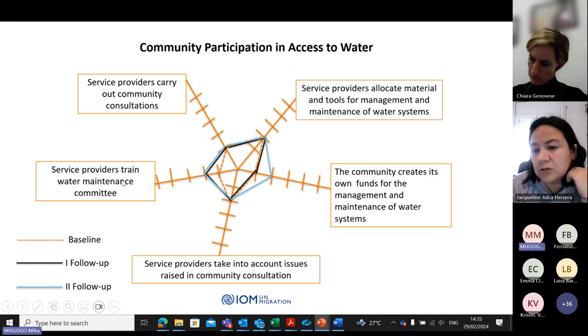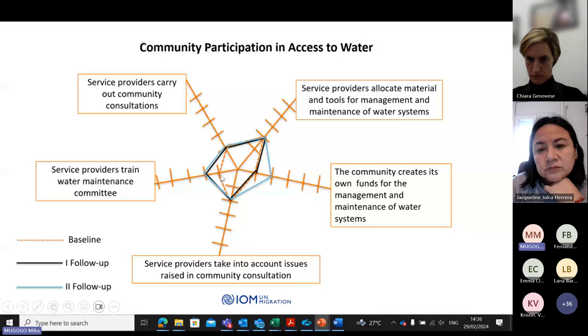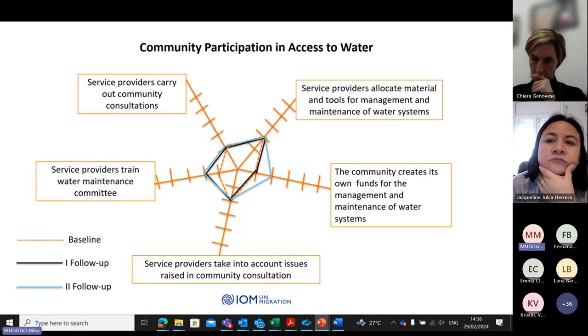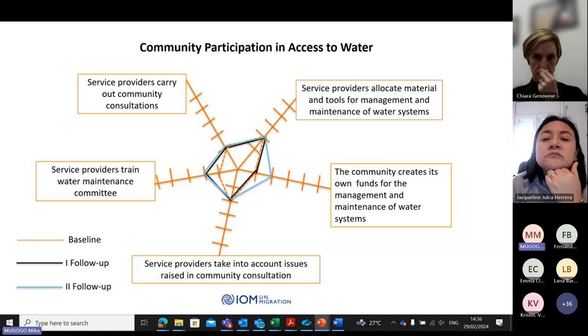Then on the training of water maintenance committees, the communities feel that there's been some improvement over the 6 months period, where they'd set the baseline at one on the scale. They've moved one step forward, but it has remained there for the past 6 months.